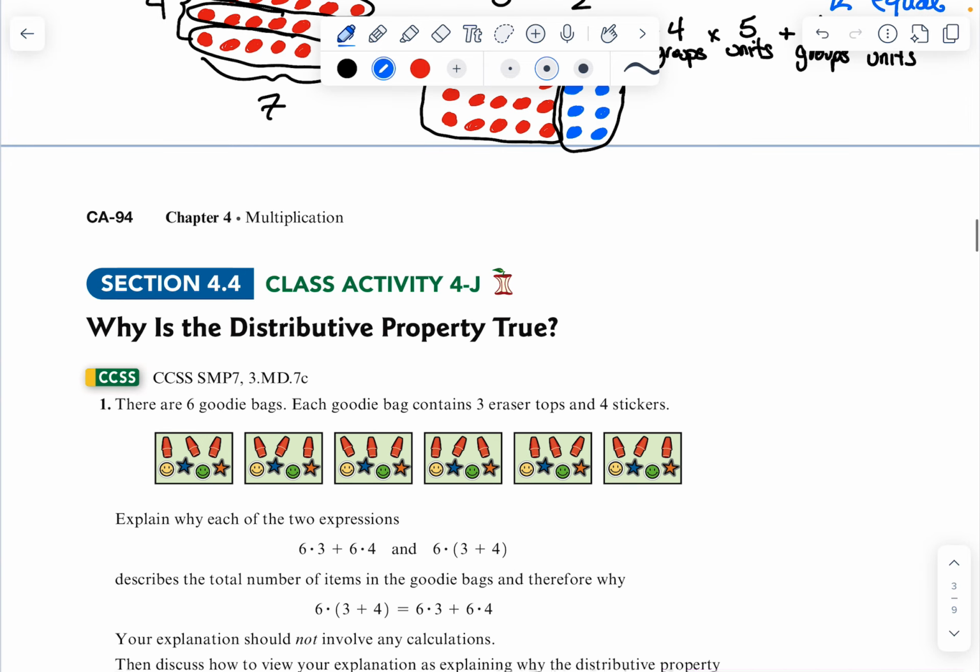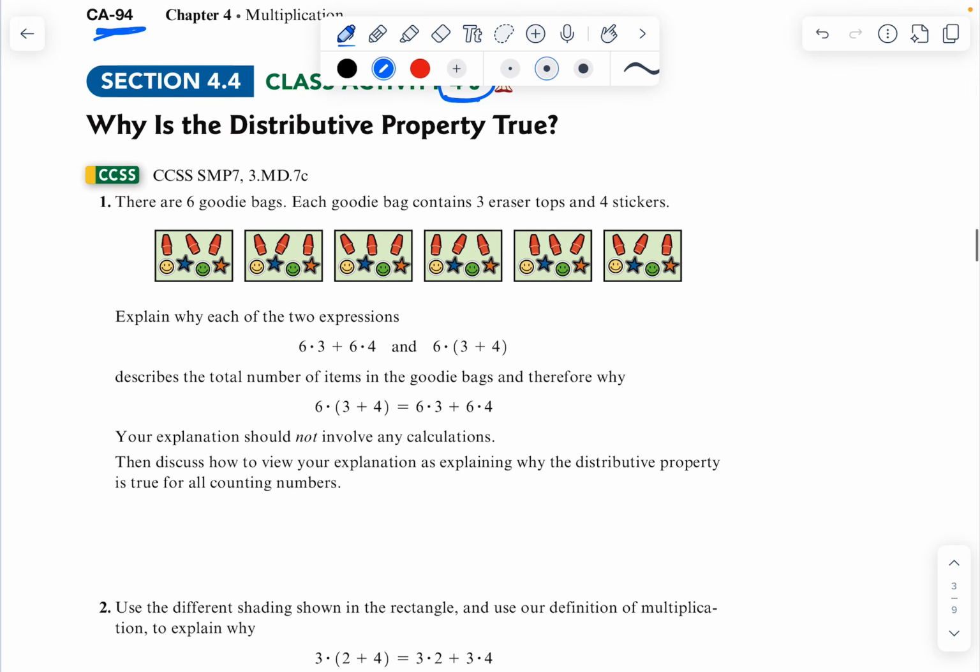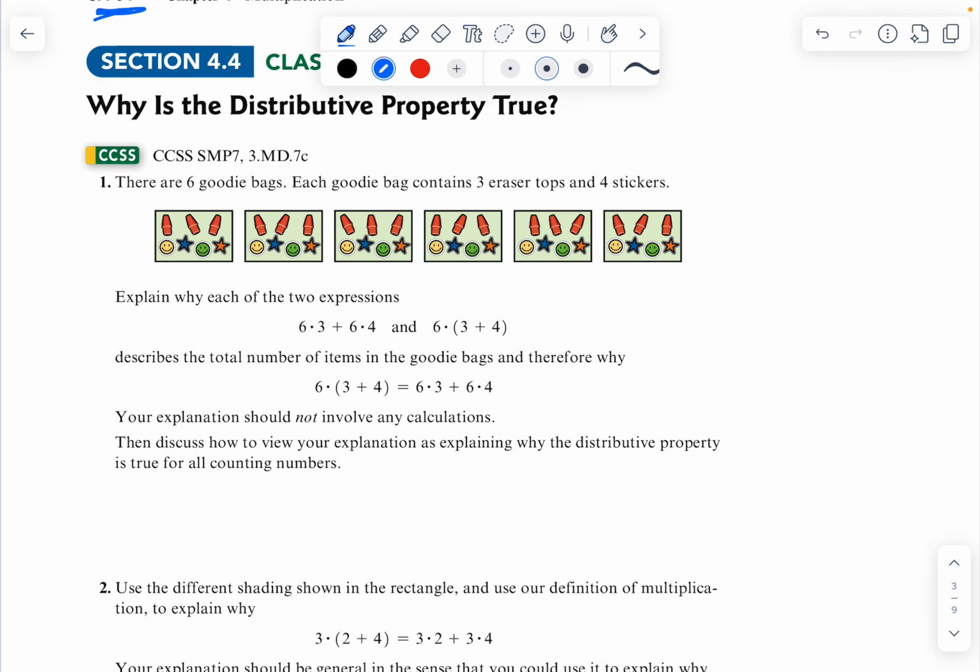So the first activity we're going to look at is class activity 4J here on page 94 of your activity manual. So this first activity, right, this is a third grade activity. It says there are 6 goodie bags, right? So imagine you're at a party and get this little goodie bag. It has 3 eraser tops up there and then 4 stickers.